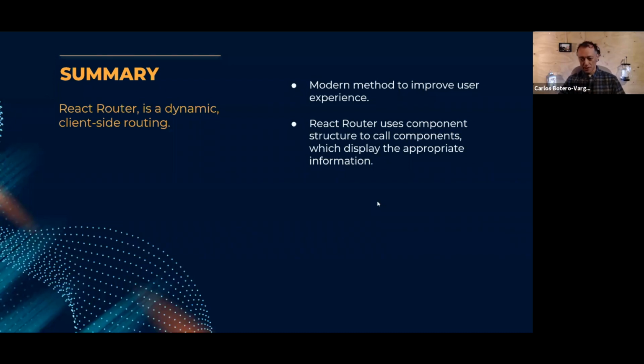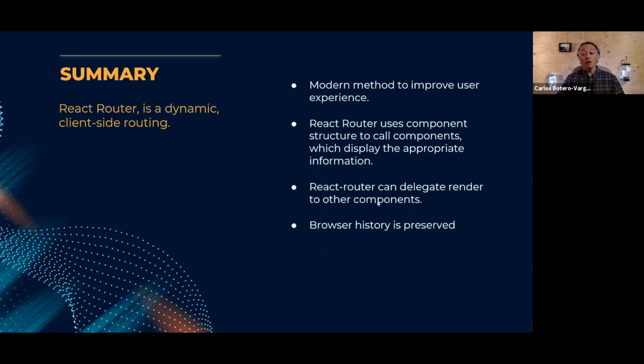The number of downloads tells us everything. React uses component structure to call components, and that information that is being passed through as a prop is actually being informed the new page of what it needs to be rendering. React Router can delegate the rendering to other components, calling them in, or in turn, using the information that you have passing in. The browser history is preserved, and this will be important in case we need to interact with different parts of the web in itself.